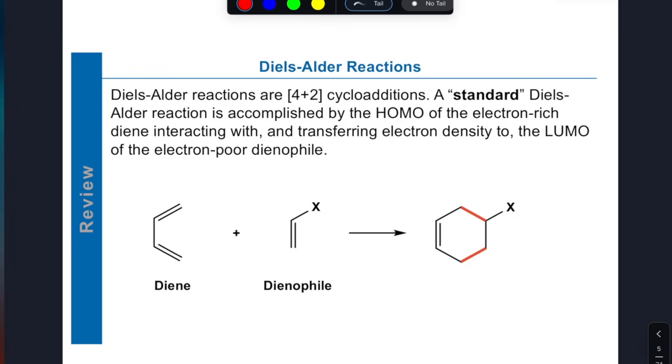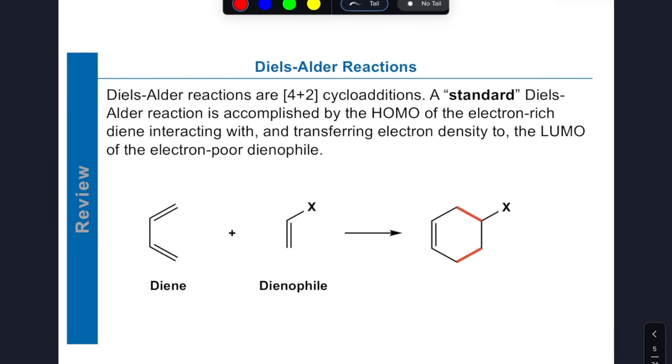Most importantly, it involves the highest occupied molecular orbital from an electron-rich diene. So typically what we call a normal electron demand Diels-Alder reaction has an electron-rich diene using the highest occupied molecular orbital, and we are then also using the lowest unoccupied molecular orbital of the dienophile. So this usually has an electron withdrawing group at that position.